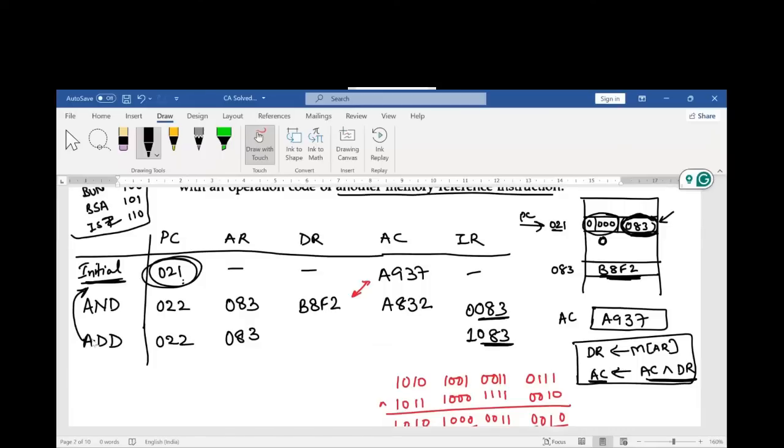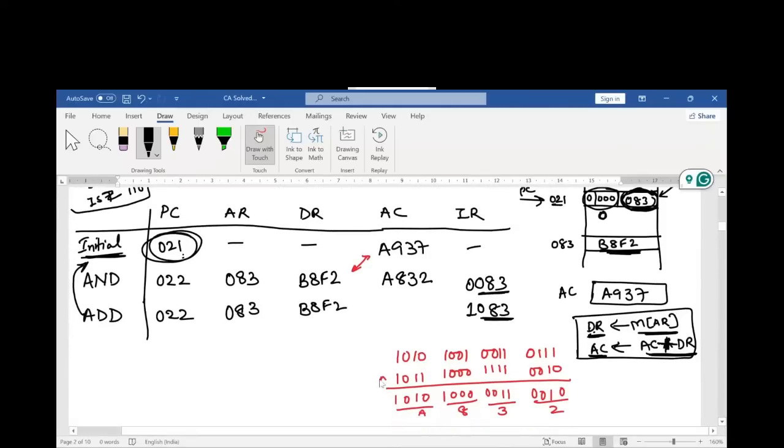Okay. Now the add instruction again is performed between the memory operand and AC, but I cannot perform operations directly on M of AR, so I'll first transfer it to DR, and then once the operand is in DR, we will perform the add operation. So again here also M of AR is transferred to DR. So what will my DR have? B8F2. AC would have the resultant value. So instead of the AND operation, now here we will perform the ADD operation.